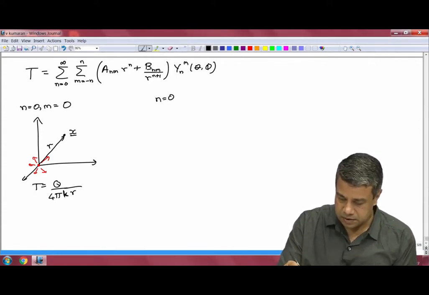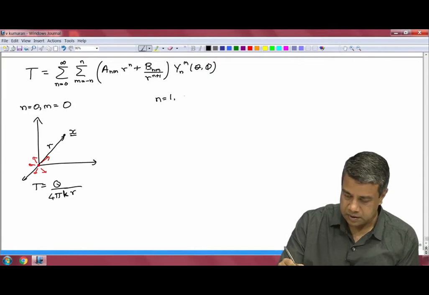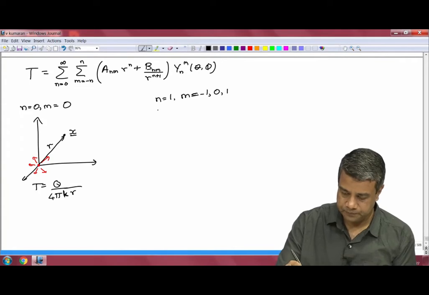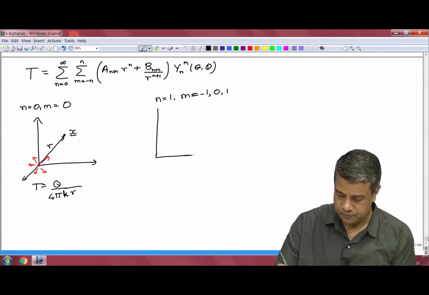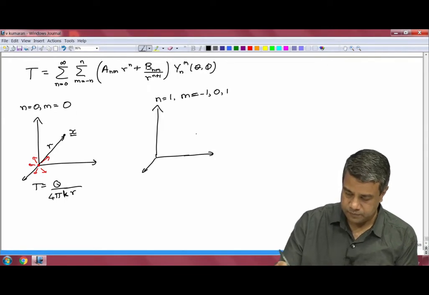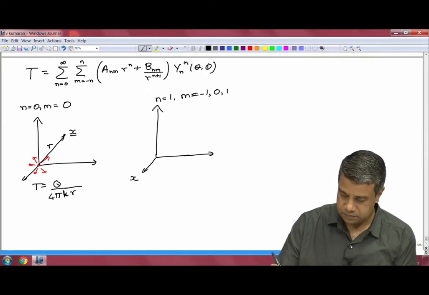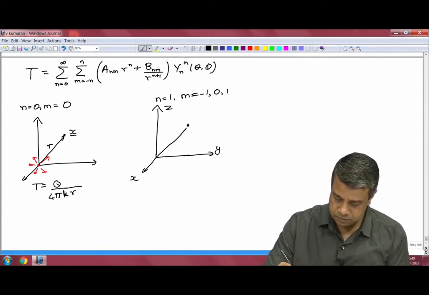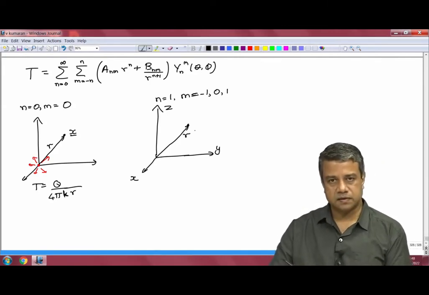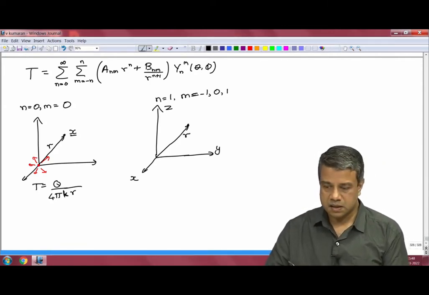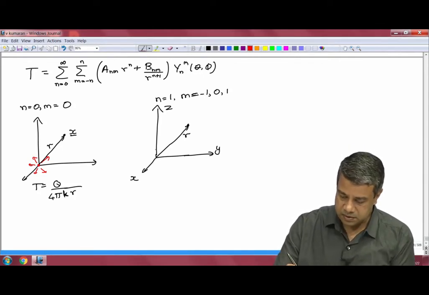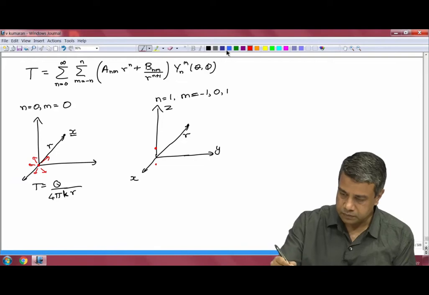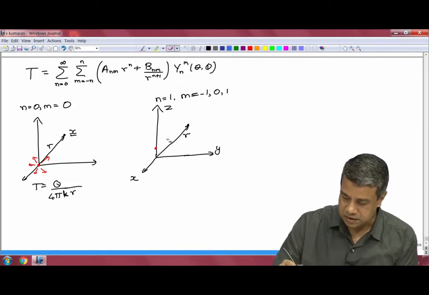For n equals 1, m equals minus 1, 0 and 1, r is the distance from the origin. This I had shown you in the last lecture corresponds to combinations of sources and sinks.